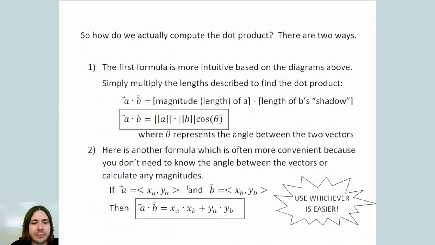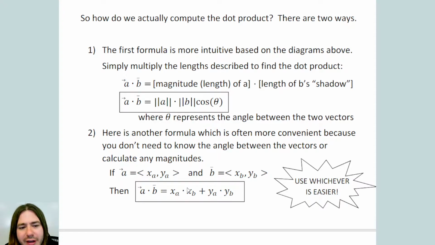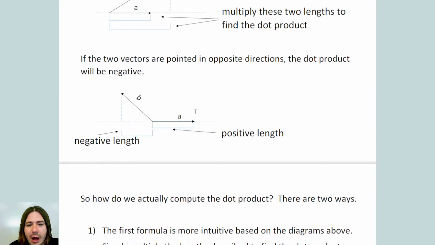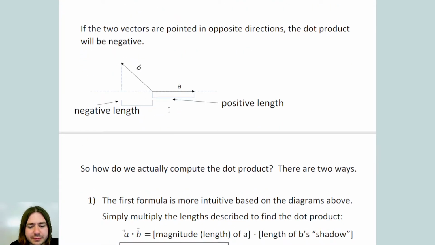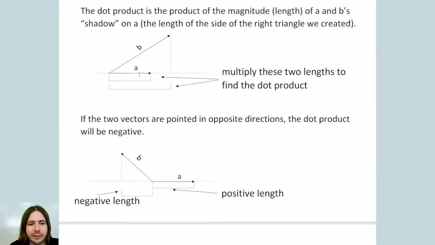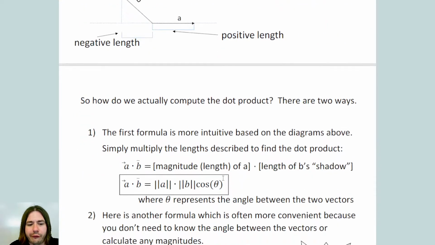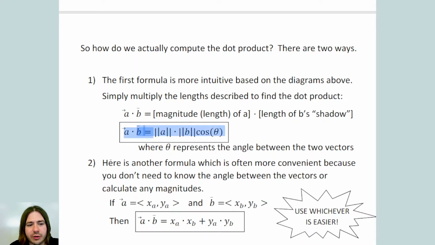The first method I think is a little bit more intuitive based on how I am explaining what the dot product actually is. It's the magnitude of A times the length of what I'm calling B's shadow over here. Now we can calculate this by finding the magnitude of B and then multiplying by the cosine of the angle measure. So same thing up here. The magnitude of B times the cosine of this angle measure here is going to give you this length. So this little formula here is one way you can calculate it.